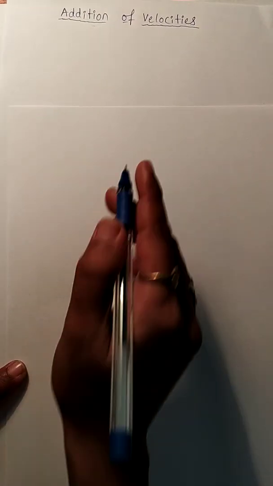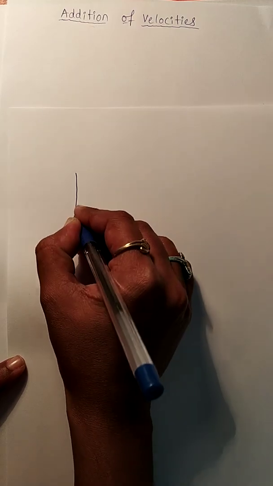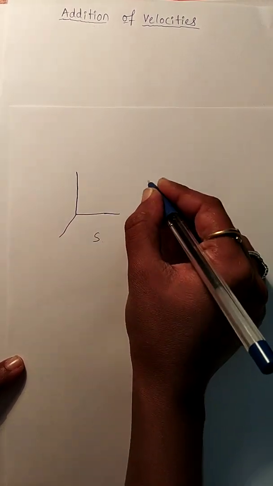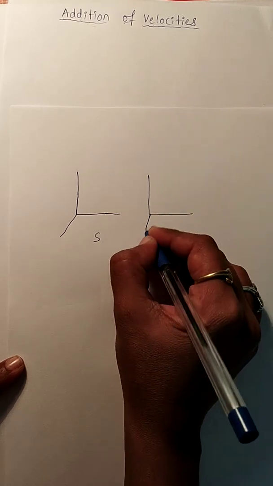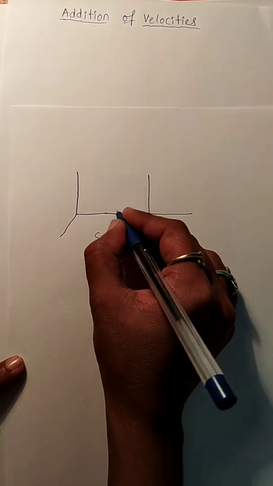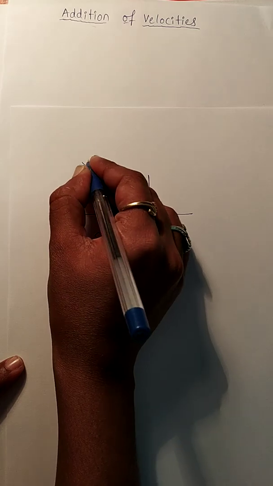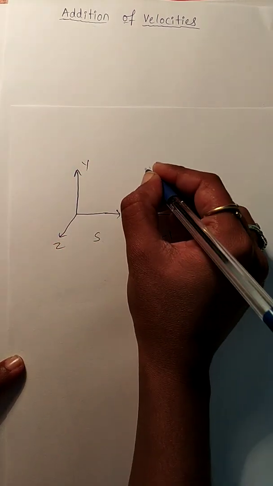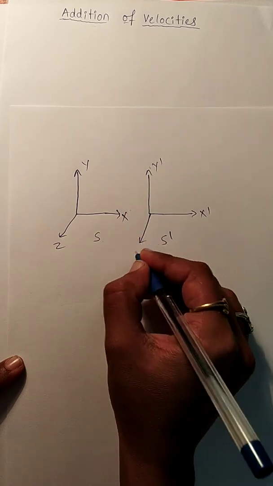Okay, as we already know, two frames of reference will be there, isn't it? So if I want to tell those, I am drawing here. One is the S frame and the other one is the S dash frame. So its coordinates are x, y, z, and its coordinates are x dash, y dash and z dash.